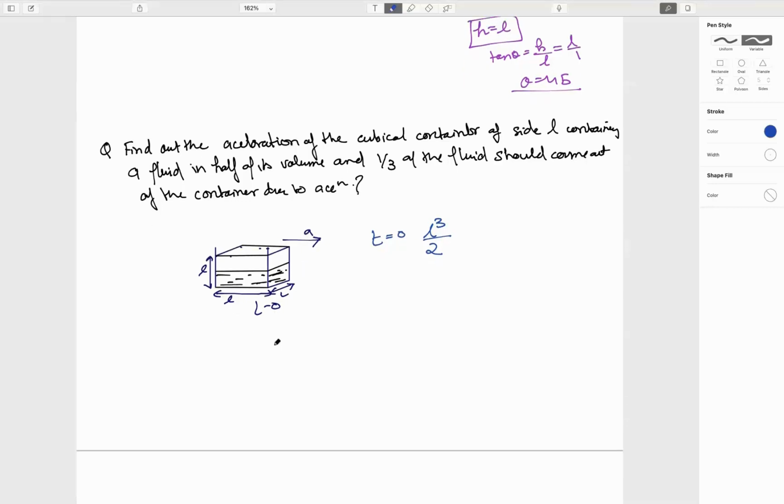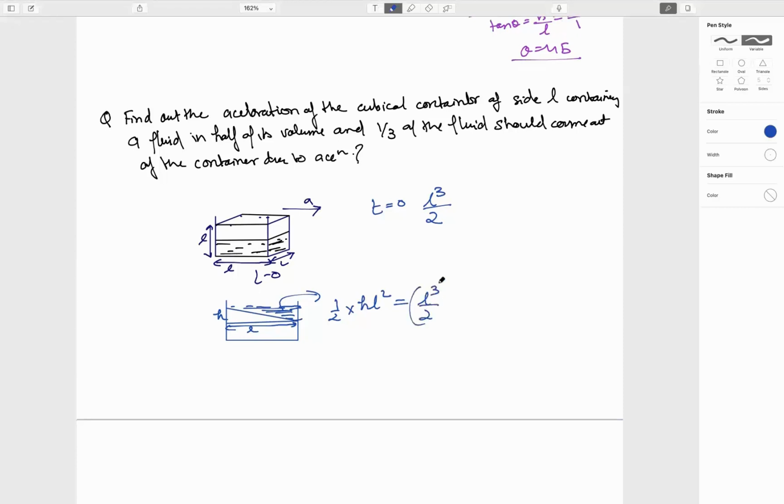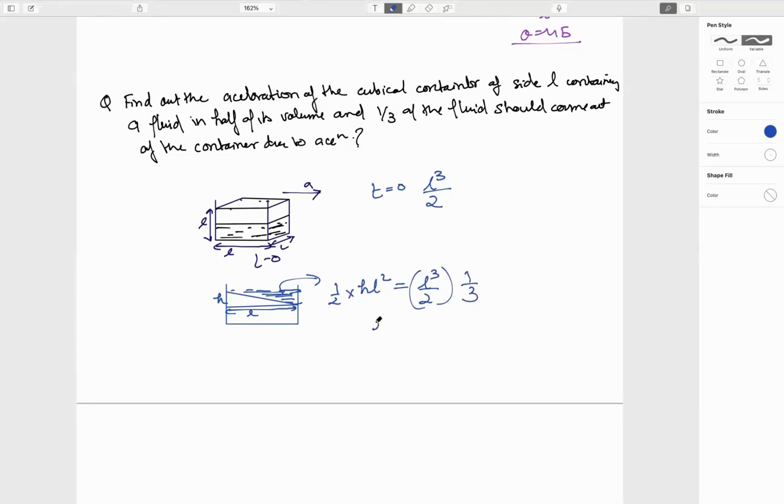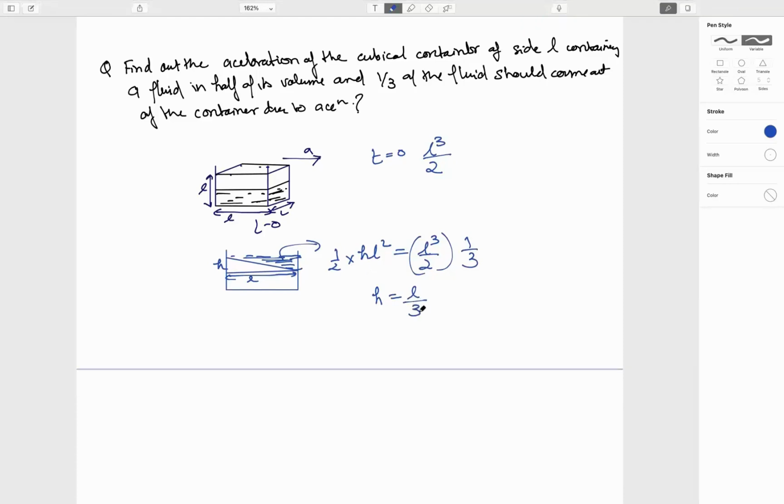If it is accelerated in this direction, in the same way, we have this kind of shape of the meniscus, and now this is H, this is L. So this much volume should come out of the container due to the acceleration, and this is nothing but 1 by 2 into H L square, and that should equal one third of L cube by 2, that is 1 by 3. From here H comes out to be L by 3.